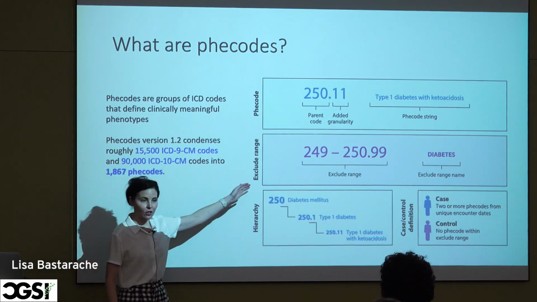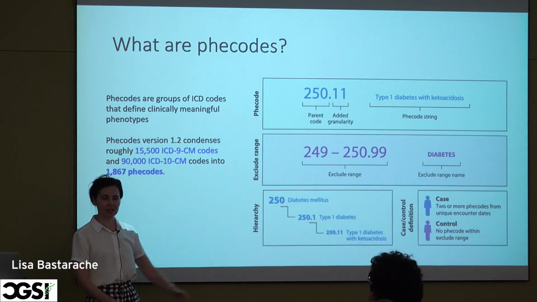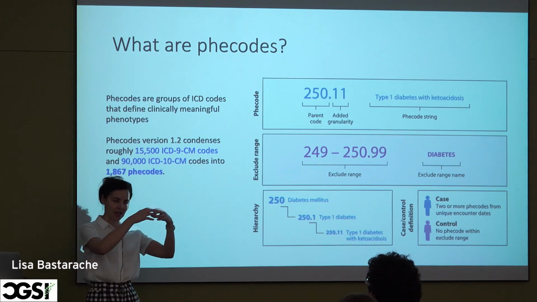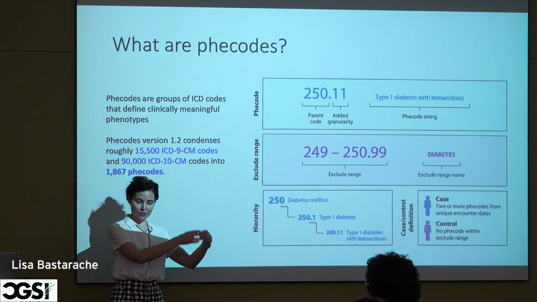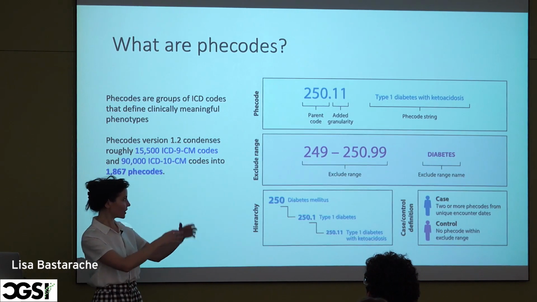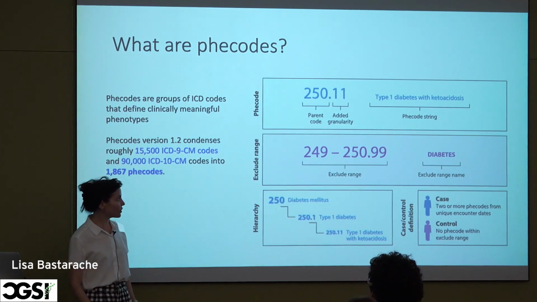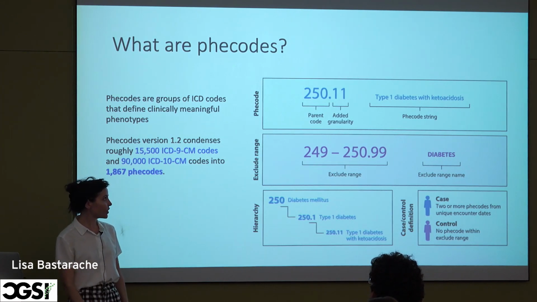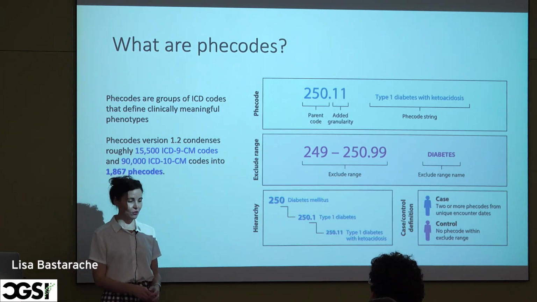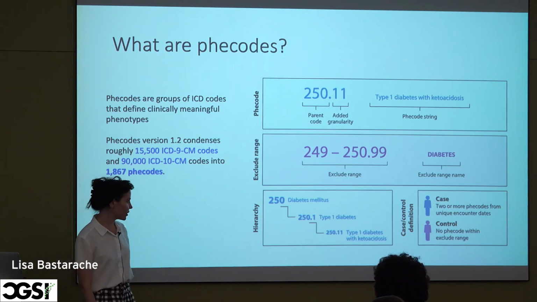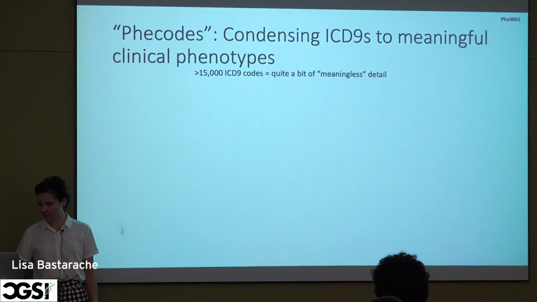We also, for Phecodes, define exclude ranges. That's for when you take a Phecode and you say, these are cases, and instead of everybody without Phecodes being controls, you say, we're going to exclude from controls people who have similar diseases. So in this example here, if you created a Phecode of type 1 diabetes with ketoacidosis for controls, you're excluding everybody with any diabetes code. That takes care of that.